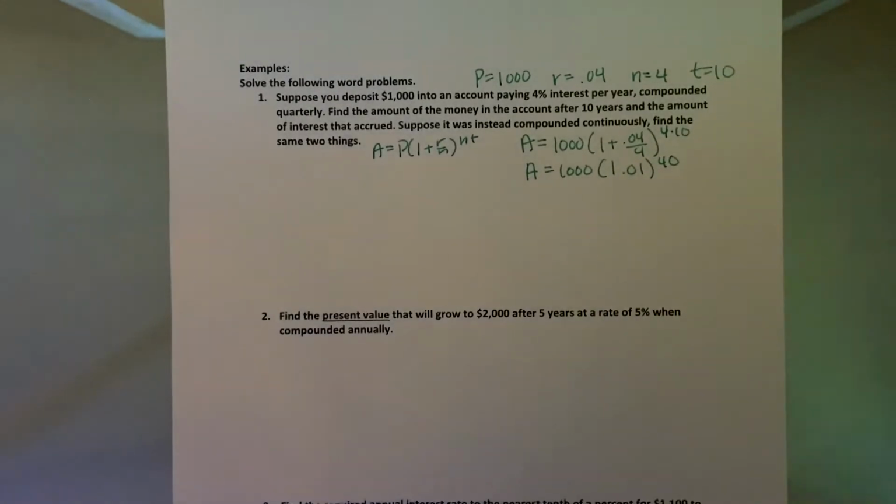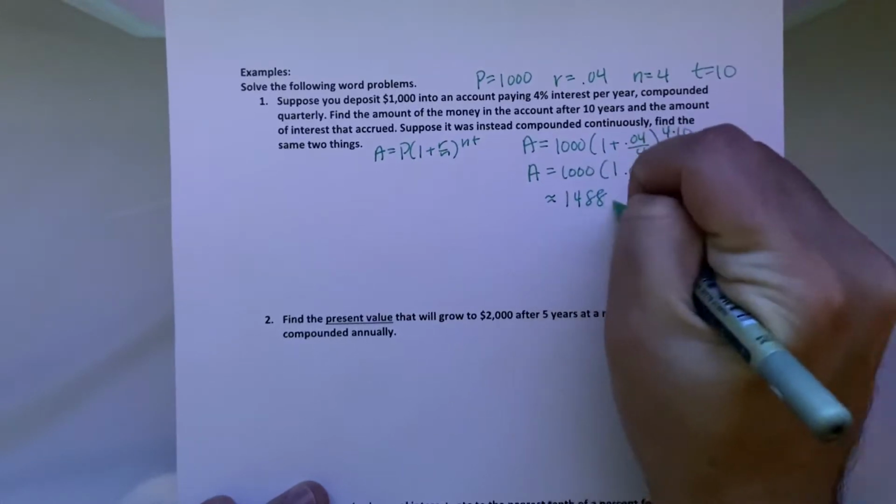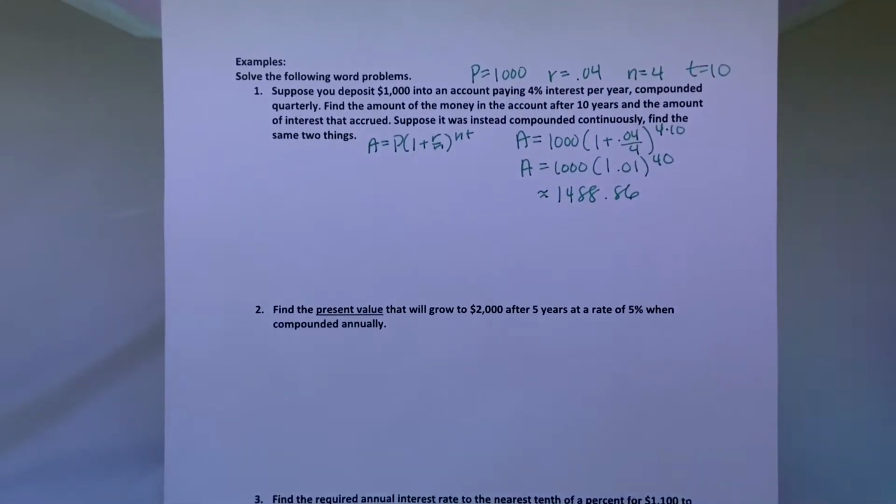And from here, you would have to use a calculator. You can type this into Google in this exact form, and it works just the same, which is what I'm going to do. So let's see. What is 1,000 times 1.01 to the 40th? It is 1488.86. Because it's money, round to 2 decimal places.